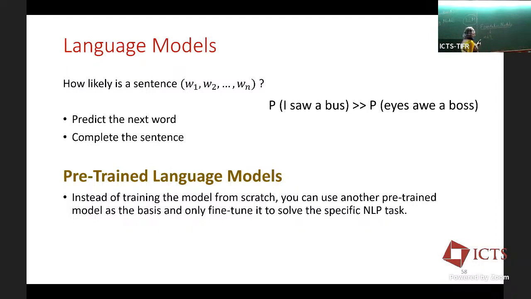In many cases, these foundation models are built out of very large language models, enormous language models. And they are pre-trained. In order to do the pre-training, we train them from unlabeled data, using self-supervised learning.